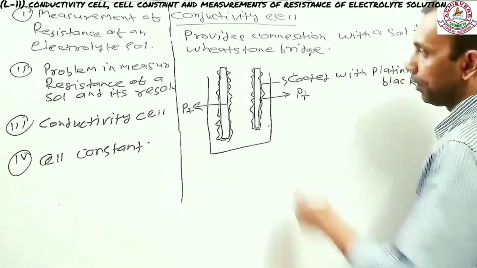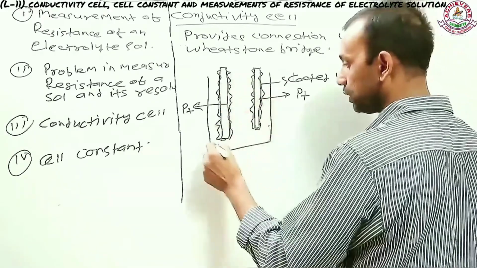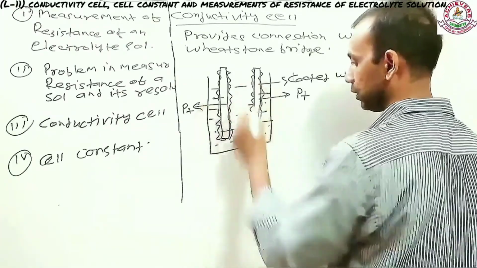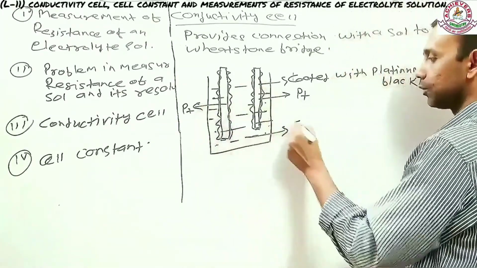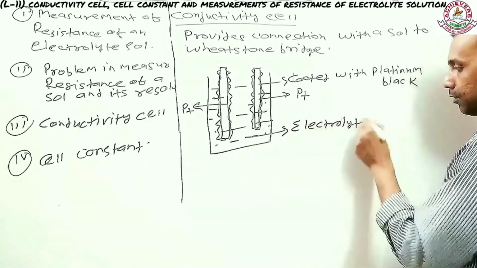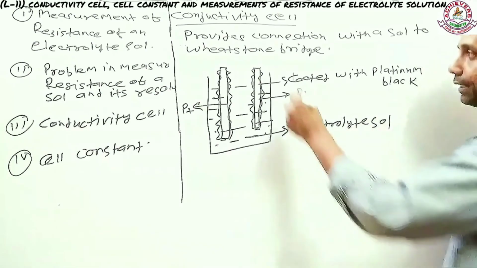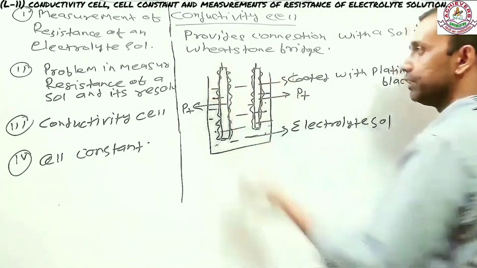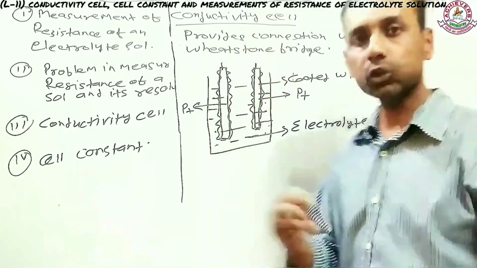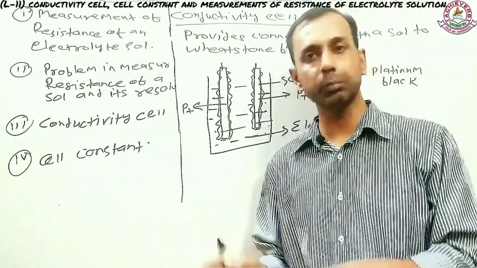Now, in this particular instrument, you can fill up the solution where you need a connection. What is inside is electrolyte solution, which initially was not possible to connect, and with these two terminals you can connect the Wheatstone bridge. But I'm not going into that. I'm just letting you know what a conductivity cell is. It is an instrument that helps in providing connection to the electrolyte solution with the Wheatstone bridge.